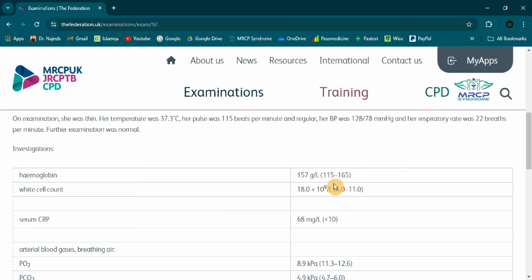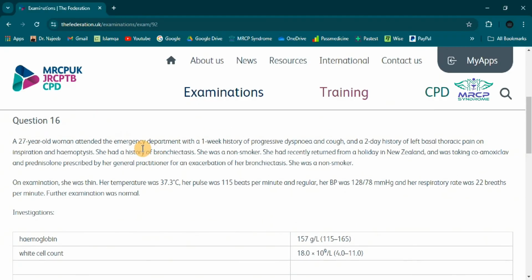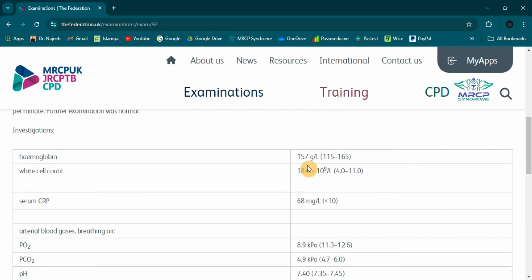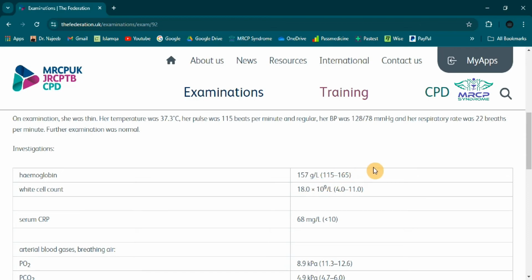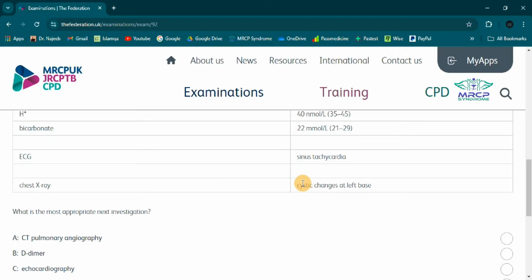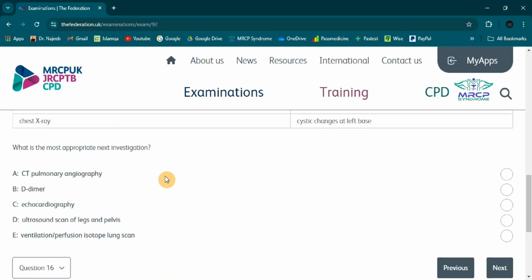There is also an elevated white cell count. It indicates an inflammatory response, which could be due to the patient having a bronchiectasis exacerbation, but it can also be explained by a thromboembolic event, like an embolic event causing lung infarction. And the chest X-ray is showing cystic changes in the left lung base, which may be explained by either bronchiectasis or pneumonia. So the most likely diagnosis is pulmonary embolism. Other differentials are infective exacerbation of bronchiectasis or pneumonia.